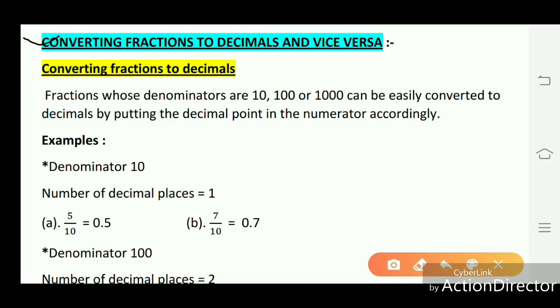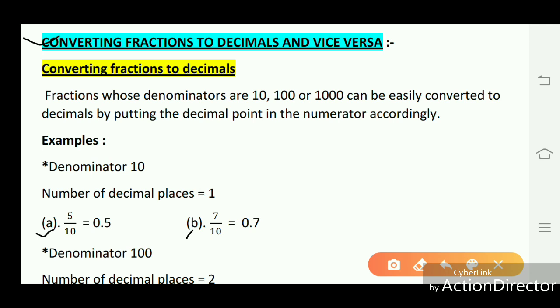Converting fractions to decimal and vice versa. Converting fractions to decimals. Fractions whose denominators are 10, 100 or 1000 can be easily converted to decimals by putting the decimal point in the numerator accordingly. Examples: denominator 10, number of decimal places equal to 1. Example A, 5 upon 10 equal to 0.5. Example B, 7 upon 10 equal to 0.7.